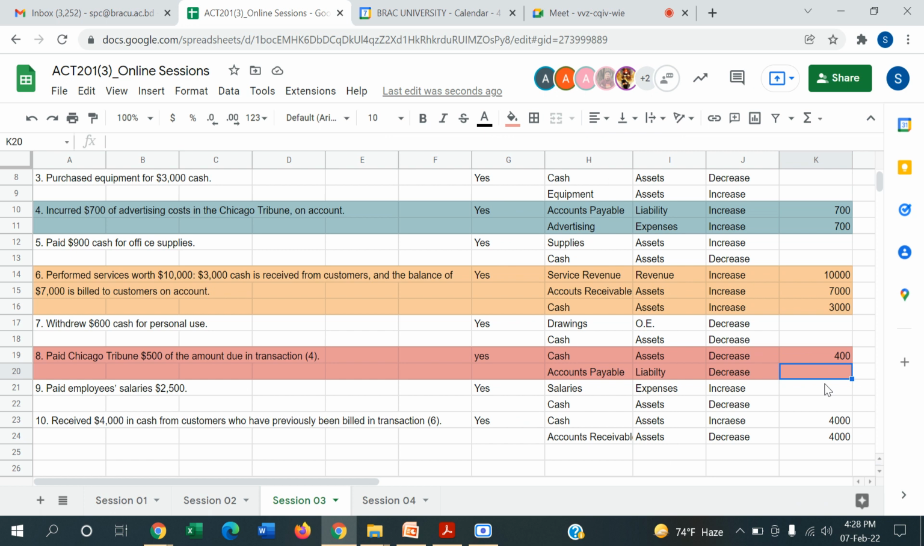Say, for example, you have taken a loan from a bank. How much have you taken? 700 crore, for example. Now, if you pay 400 crore of your liability, don't you think that your liability will be reduced? Right, sir. Yes.